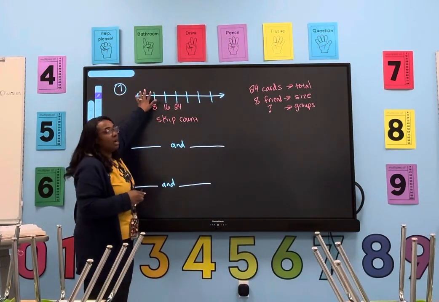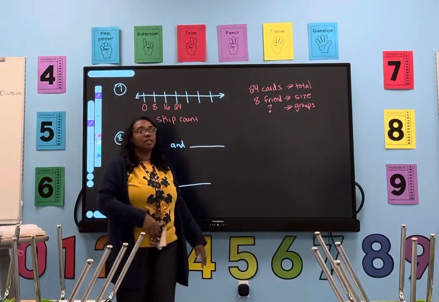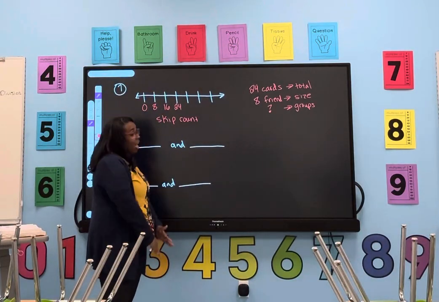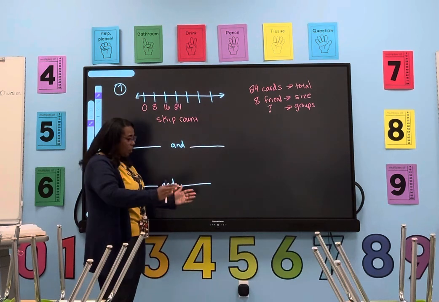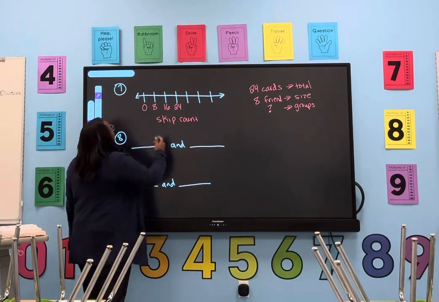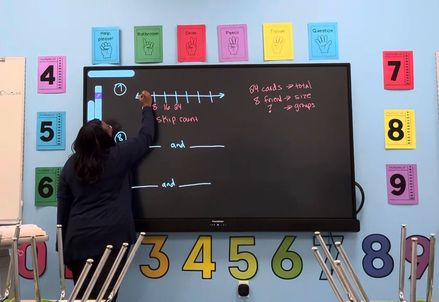So we're gonna jump, and we're gonna start with 0 because 0 is our starting point. We haven't done any jumps yet, so we're at 0. So this is us. We're here at 0.